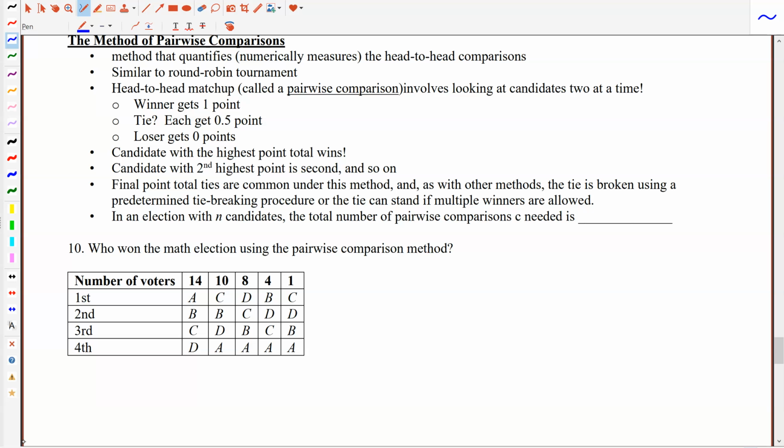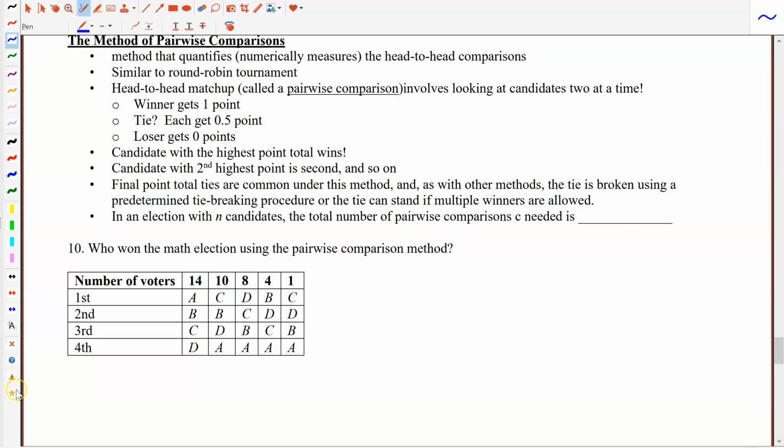Each head-to-head matchup, which is going to be referred to as a pairwise comparison, will involve looking at the candidates two at a time. In those matchups, the winner will get 1 point, the loser gets 0 points, and if there's a tie, each of them gets half a point. Now, easy enough, the candidate with the highest point total wins, the candidate with the second highest point total is second, and so on. Final point total ties are common under this procedure, and as with other methods, the tie should be broken using a predetermined tie-breaking procedure, or the tie can stand if multiple winners are allowed.